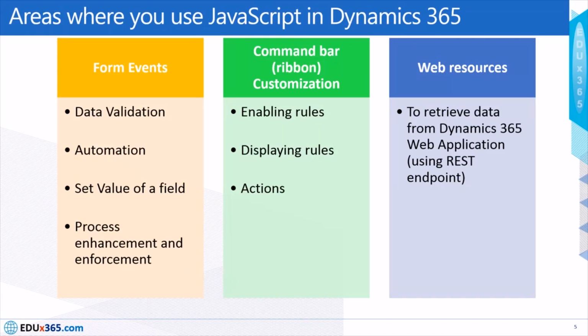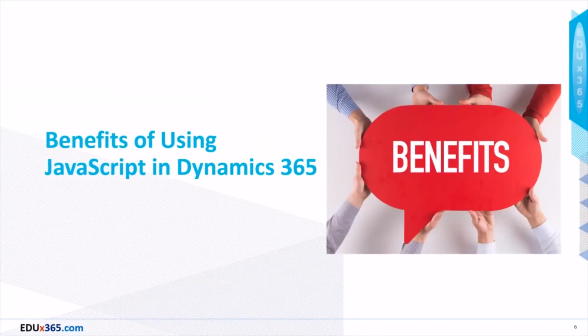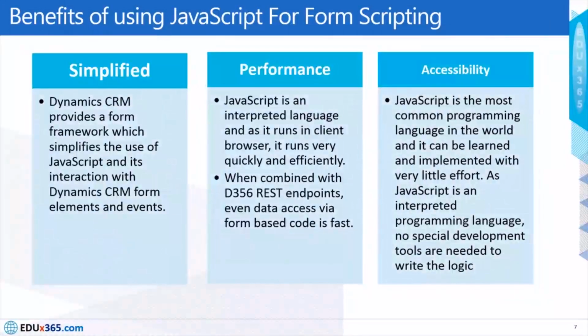As for the benefits of using JavaScript, we can briefly talk about that as well. Again, I've classified them into three categories. Simplified: Dynamics 365 CRM provides a form framework which simplifies the use of JavaScript and its interaction with the Dynamics 365 elements and events. Performance: JavaScript is an interpreted language and it runs in the client browser, so it runs very quickly and efficiently. When combined with the REST endpoints, even data access and retrieval via form-based code is pretty fast. Accessibility: JavaScript is the most common programming language in the world, and it can be learned and implemented with very little effort.